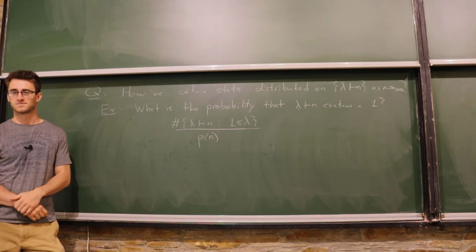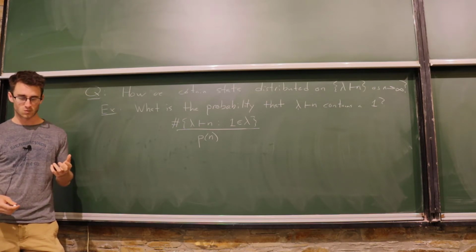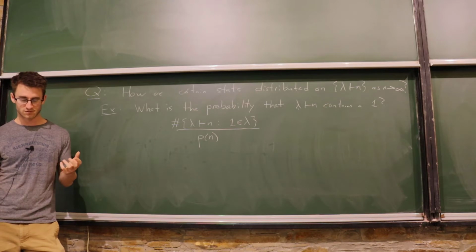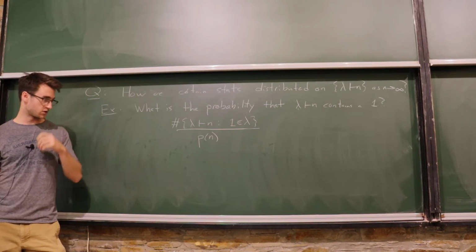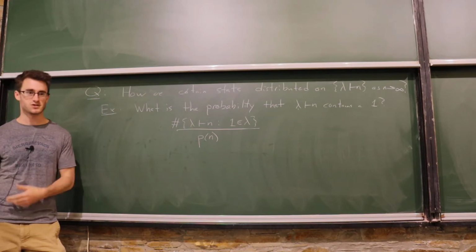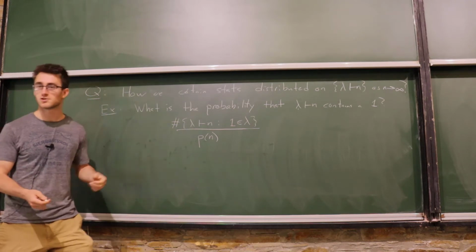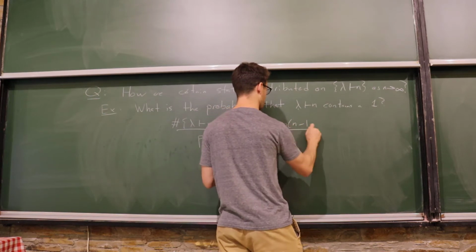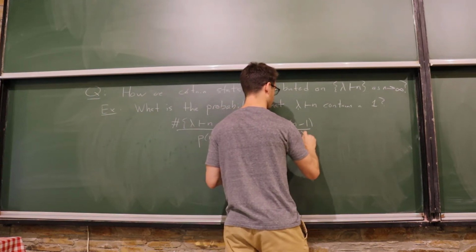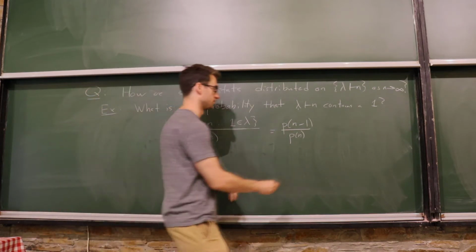Anybody? So if I have a partition with a 1, what can I say about the rest of it? It's a partition of n minus 1. Right. And given any partition of n minus 1, I can always stick a 1 in there. So there's a bijection between these two things. So the numerator is p of n minus 1. And these are asymptotic, so it goes to 1.